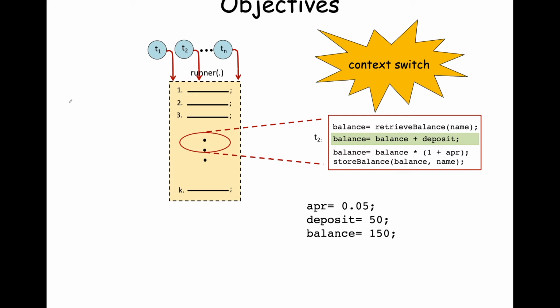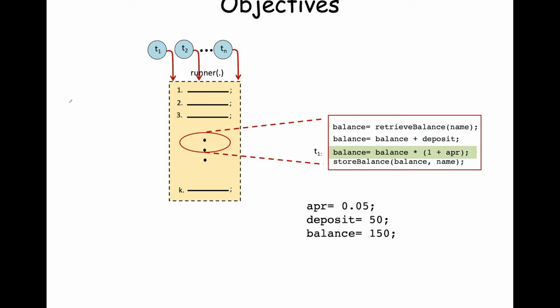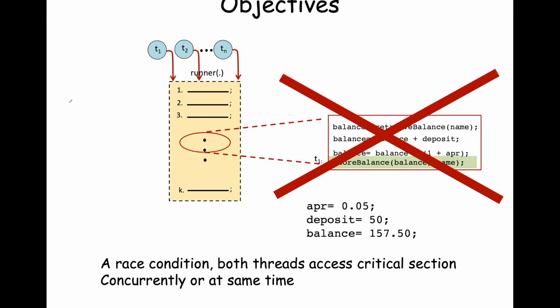And so the scheduler selects thread T1 to execute again, and the dispatcher does the job of transferring the execution context associated with thread 1 and thread 2 in the right order. Thread 1 is now scheduled on the CPU to execute. So thread 1 resumes from where it left off, and it compounds the interest given the current balance. It gets $157.50, and then it goes ahead and stores that. Now there's a really big problem here. Thread 1 just lost your balance. It lost your deposit.